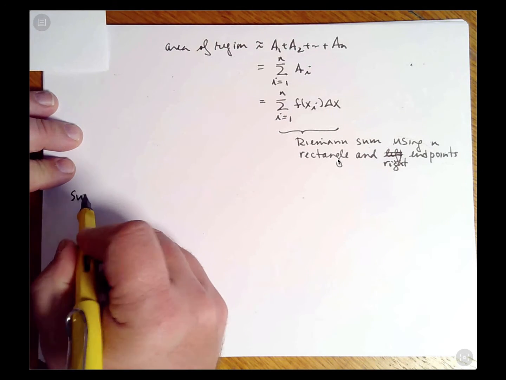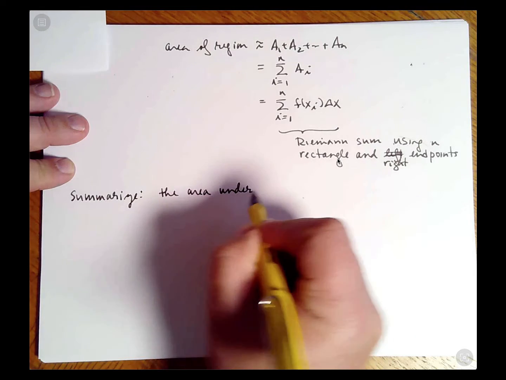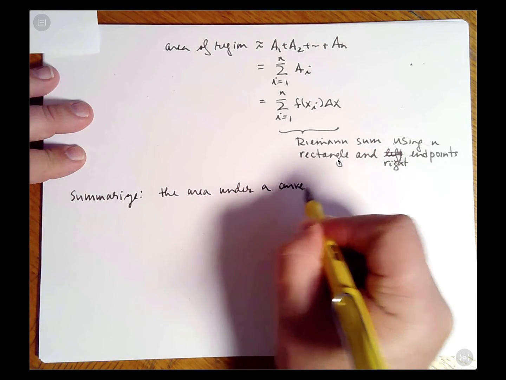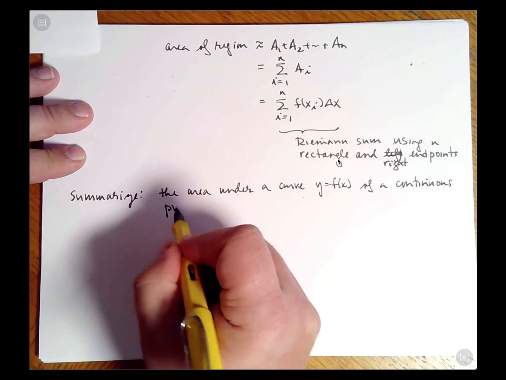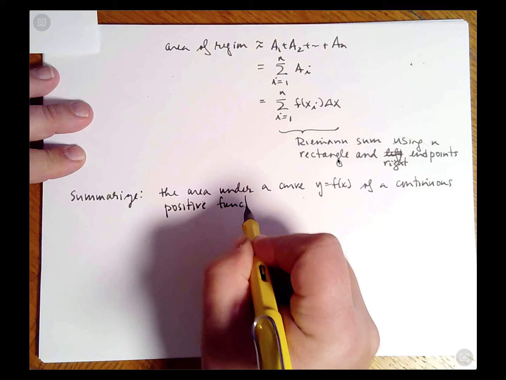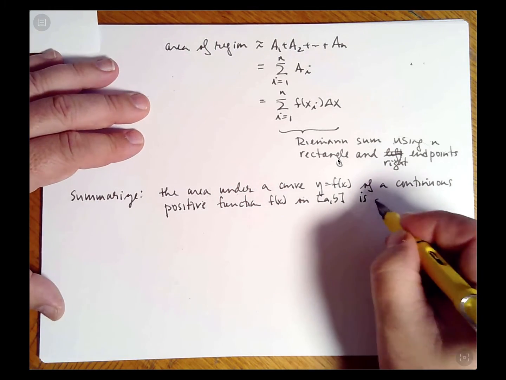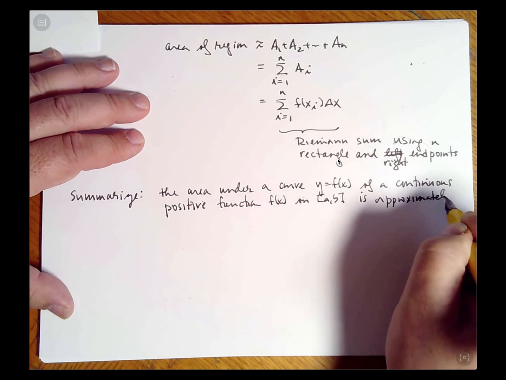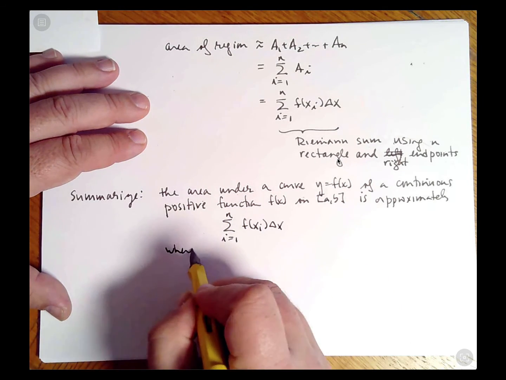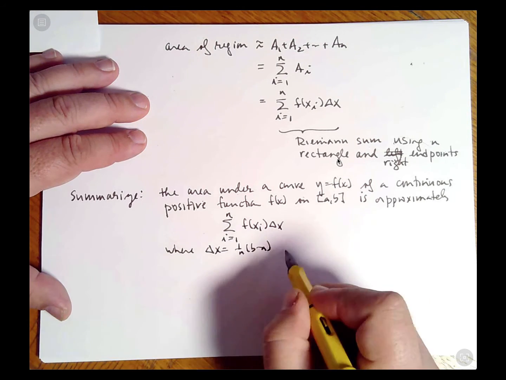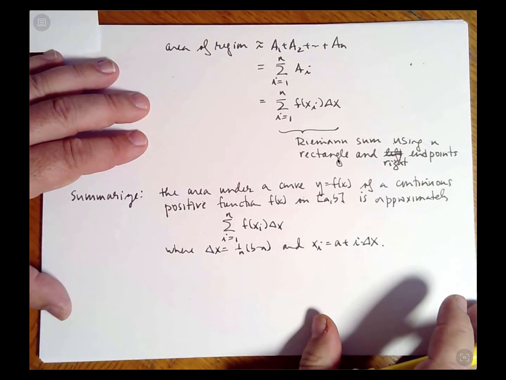So to summarize, the area under a curve y equals f of x of a continuous positive function on an interval [a, b] is approximately the sum as i goes from 1 to n of f of xi delta x, where delta x is 1 over n times b minus a, and xi equals a plus i times delta x. That's a Riemann sum.